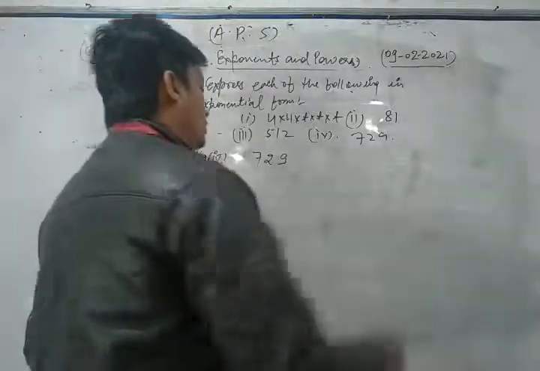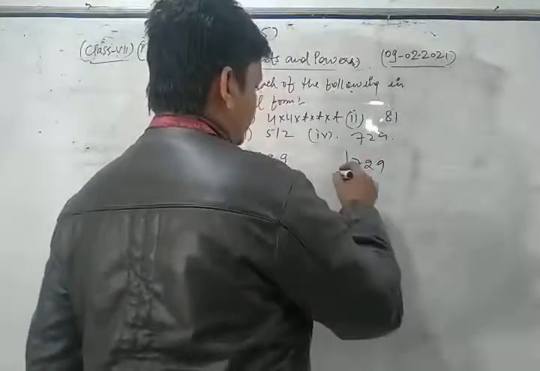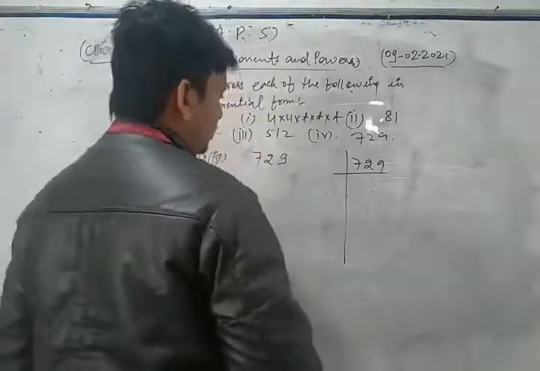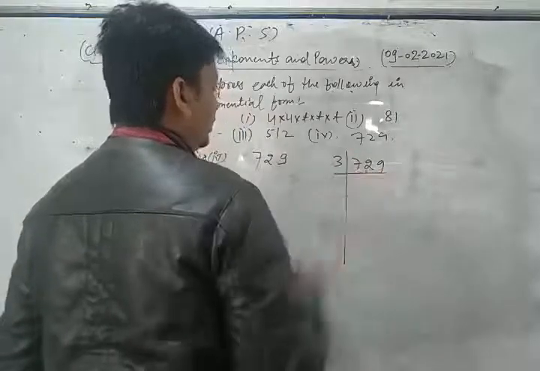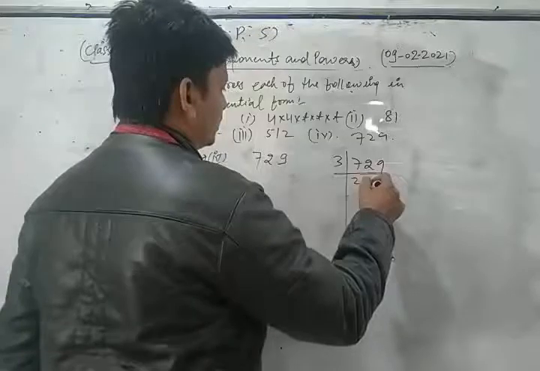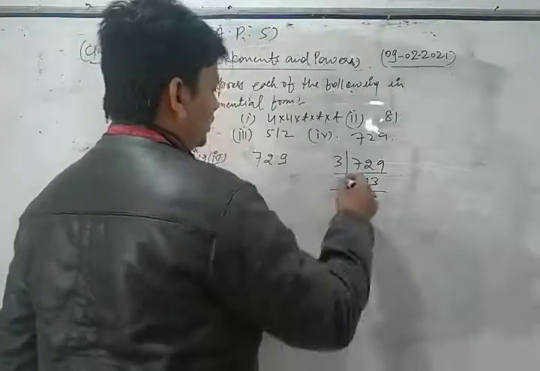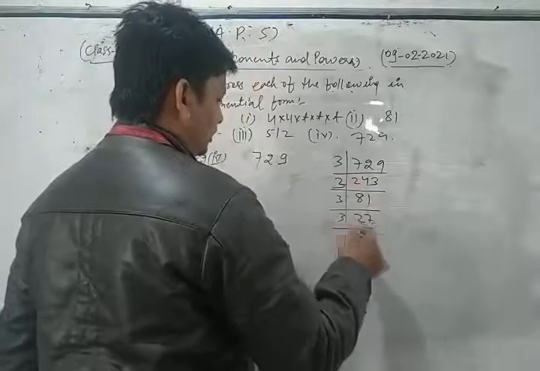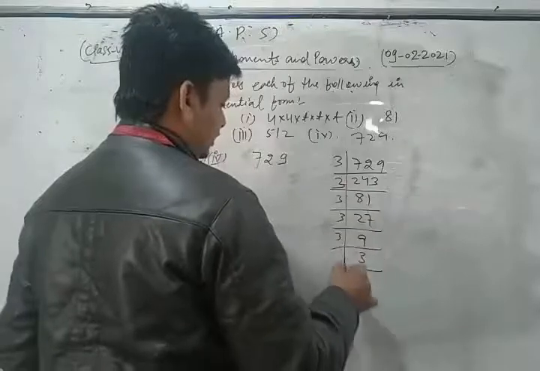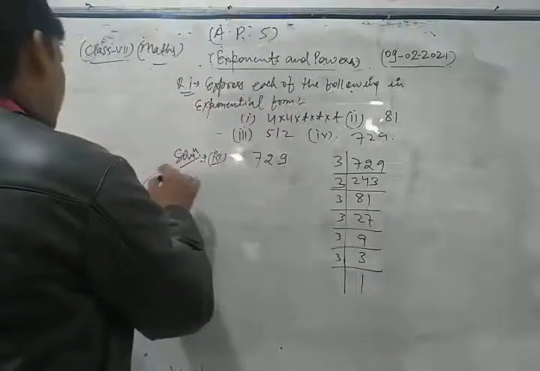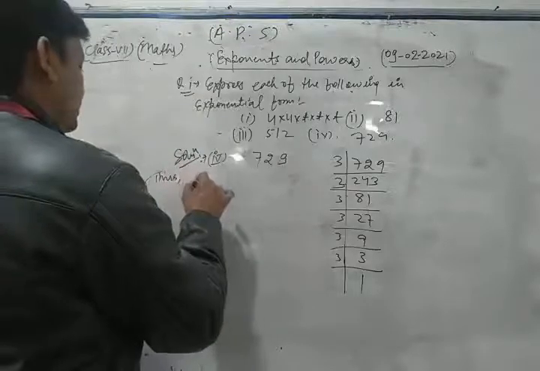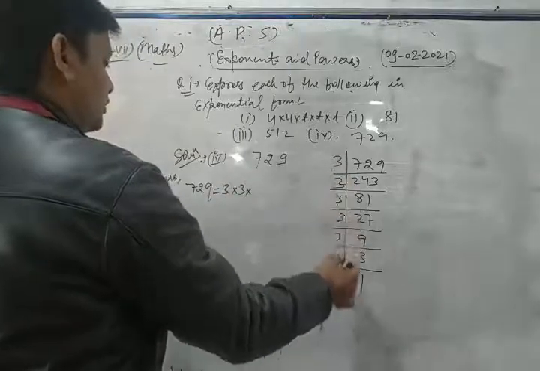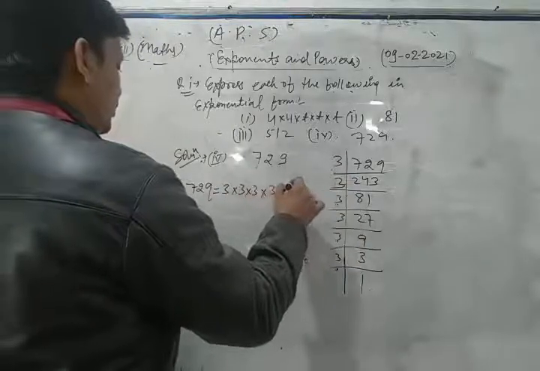Let's see. First of all, 729 we divide by 3, again by 3, again by 3, again by 3, again by 3, again by 3, and we get 1. Thus we write 729 as 3 into 3, how many times? 1, 2, 3, 4, 5, 6.